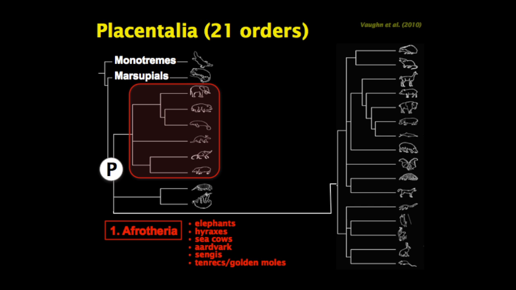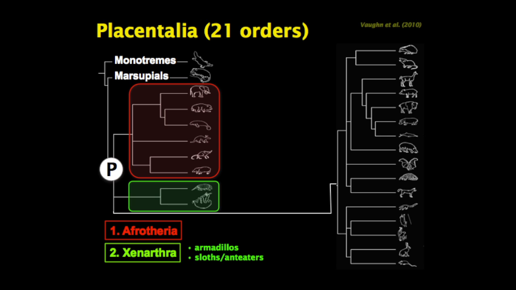One group called Afrotheria that may have originated in Africa. It includes such animals as elephants, hyraxes, sea cows, aardvarks, sengis, and some other animals. Really a neat group, one of my favorites. The xenarthrans, sloths, armadillos, and anteaters, probably originated in South America, although we're not sure.